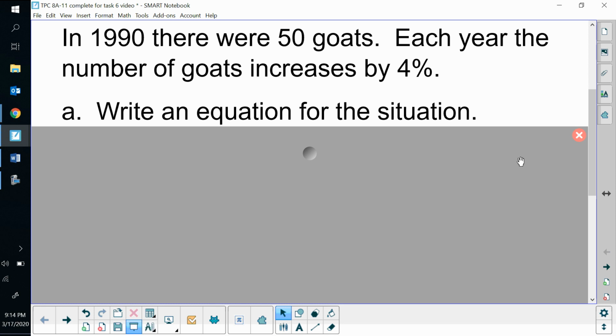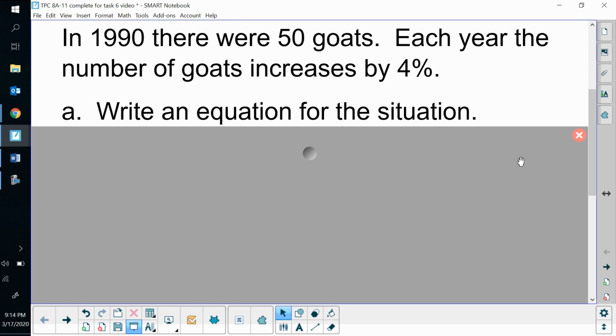So this is not in your packet anywhere, so you can write this on a separate sheet of paper or in your notebooks. So let's say in 1990 there were 50 goats, and each year the number of goats is increasing by 4%. Whenever you're changing by a percent, or if you were, say, doubling or tripling, multiplying by some number, those two things signify exponential growth.